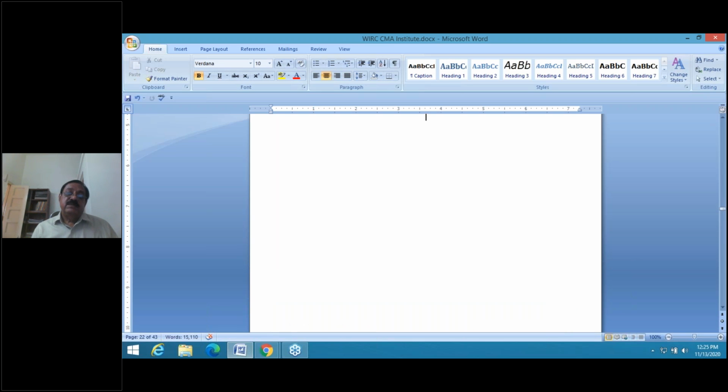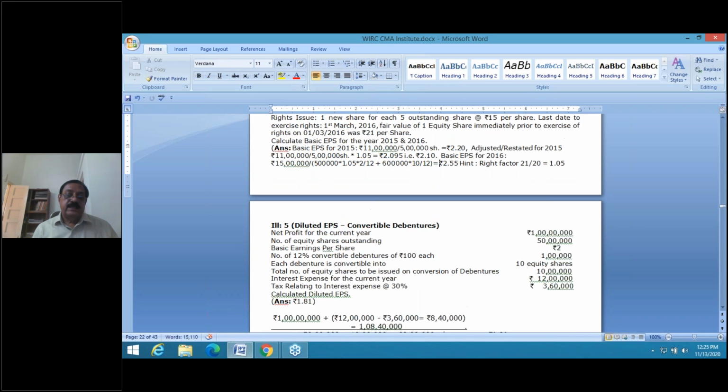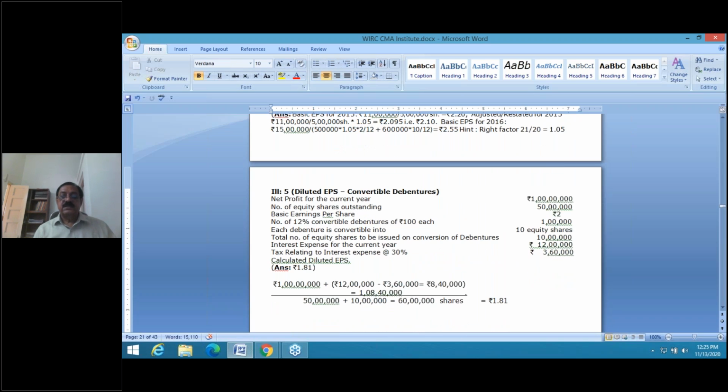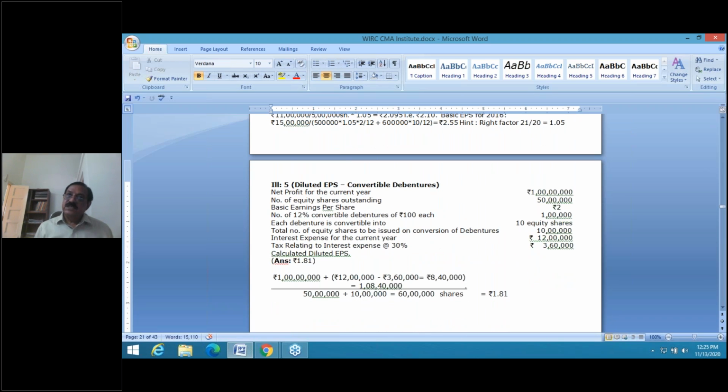Suppose there are convertible debentures, as given in this illustration. They are still convertible debentures at the end of the year. They will be converted into equity shares after 1 year, 2 years, or so on. Suppose they would have been converted to equity shares at the beginning of this year, what would have been your EPS? That is diluted EPS, which is to be calculated.